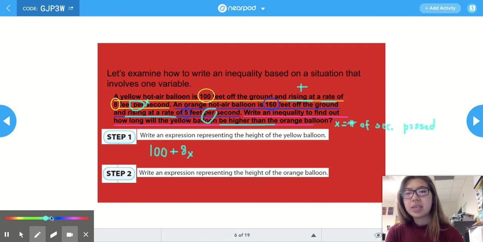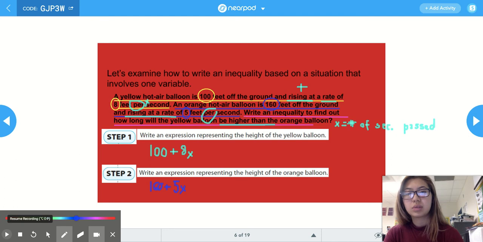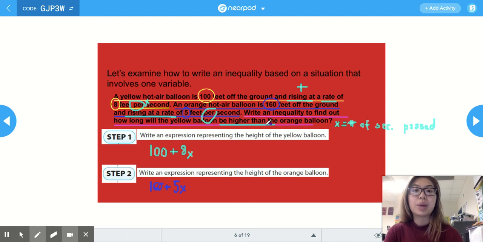Then we have to write the expression for the height of the orange balloon. The orange balloon starts off 160 feet above the ground, and it rises, so again we're adding, at a rate of 5 feet per second, so it's going to be 5x this time. And we have to write an inequality to find out how long the yellow balloon, so this first expression, will be higher than the orange balloon. Be higher is another way to say greater than. So we know that we're going to use the greater than symbol.